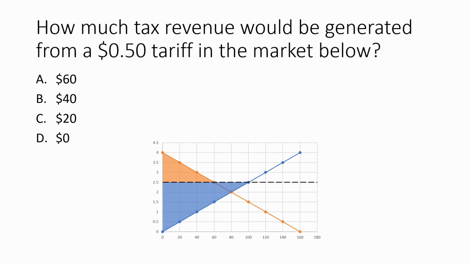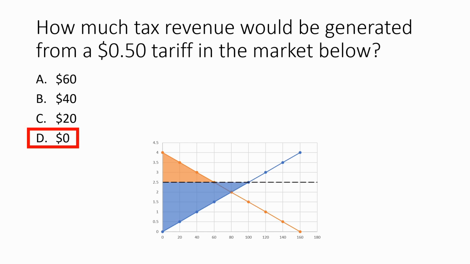All right, so let's test your knowledge here a little bit. How much tax revenue would be generated from a 50-cent tariff in the market below? So here we have producer surplus goes all the way up here to 2.5, and since we are above the equilibrium price in the world market, that means we are exporting this good. So how much tax revenue is going to be generated from a 50-cent tariff in this market?